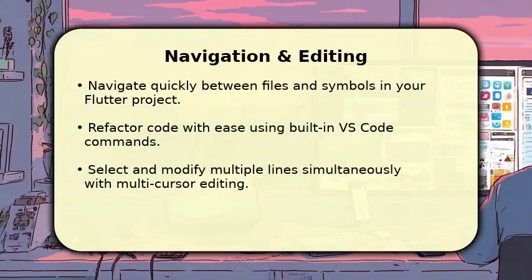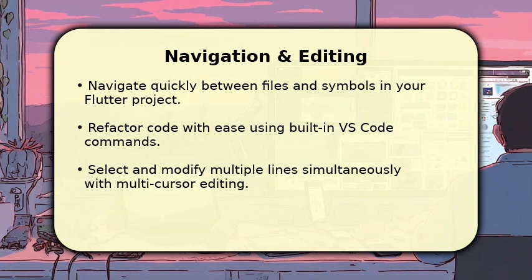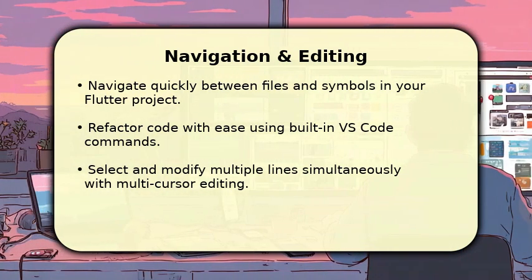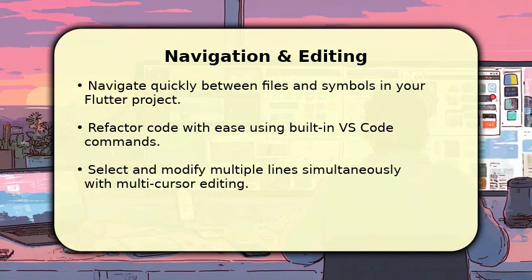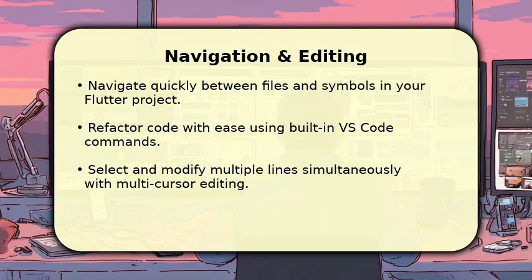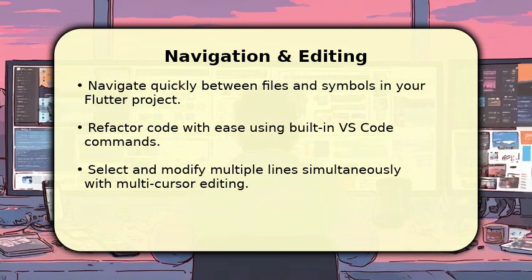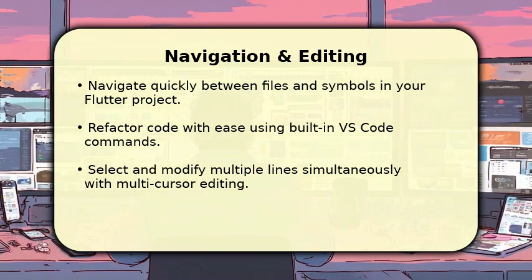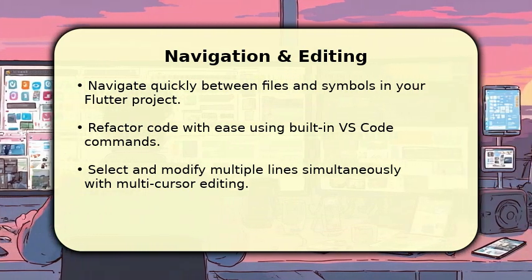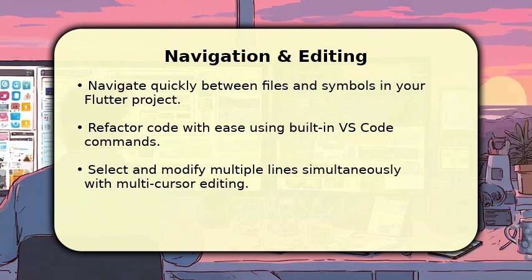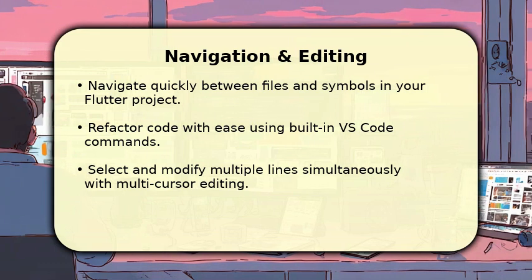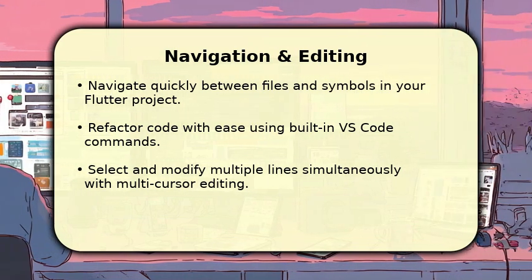Navigating large Flutter projects can be daunting, but not with the right shortcuts. Quickly jump to any file, symbol, or definition with just a few keystrokes. Refactoring your code, like renaming variables or methods, is seamless and integrated. For advanced editing, multi-cursor selection allows you to modify dozens of lines simultaneously. And to keep your code base pristine, automatic code formatting ensures consistent style across your entire project with one command.